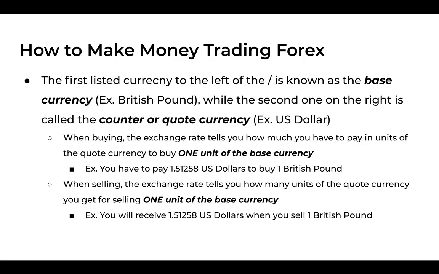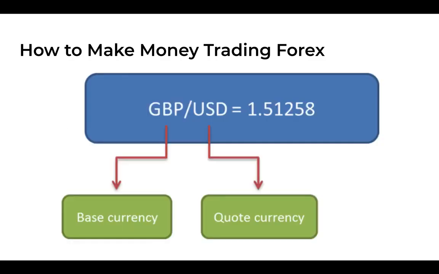When buying, the exchange rate tells you how much you have to pay in units of the quote currency to buy 1 unit of the base currency. So for example, you have to pay $1.51 and some change US dollars to buy 1 British pound. So you're always paying in the quote currency. That's how much you have to pay with the quote currency in order to get the base currency.